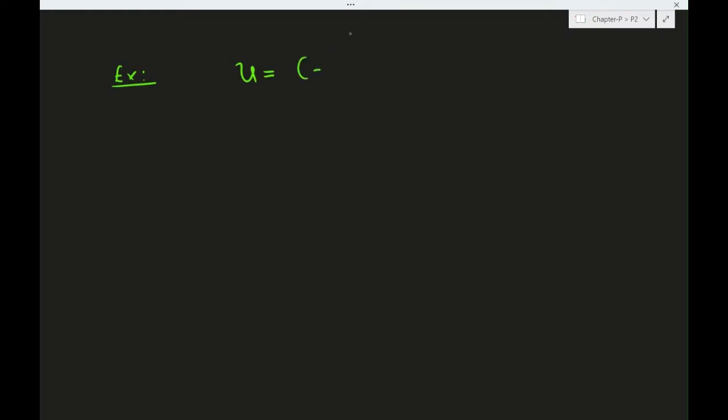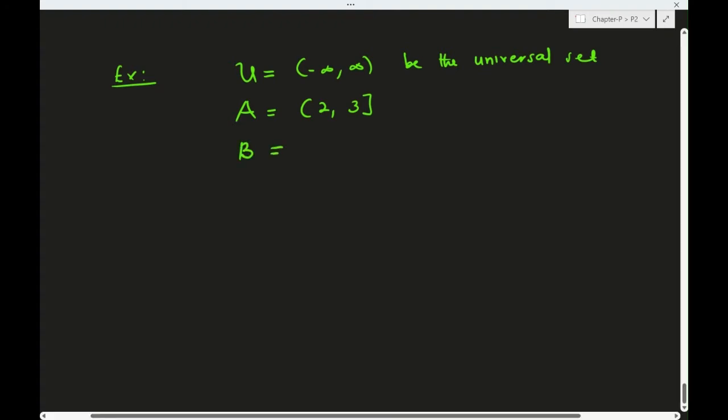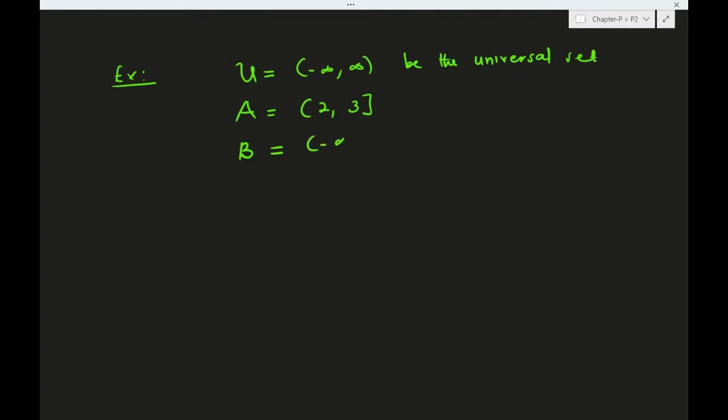It's equal to the whole real number. So let's use intervals. Let U be the universal set, and let's define A to be just 2 open, 3 close. And B is equal to from minus infinity to minus 1 union 3 to infinity.